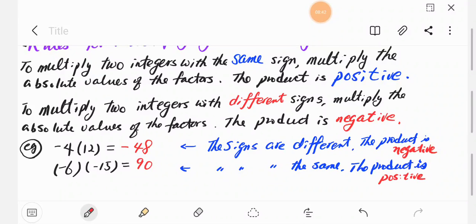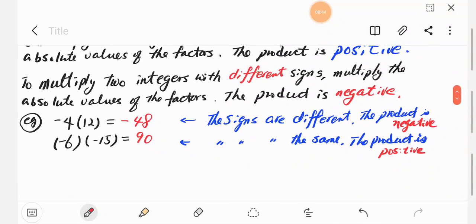Really important. This is a really, really important concept. So when you multiply two numbers, if those two numbers have the same sign, then the product is positive. Or if the two numbers have different signs, so one is positive and one is negative, or negative and positive, then the product is negative. Really, really important.